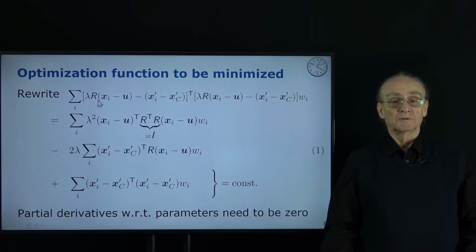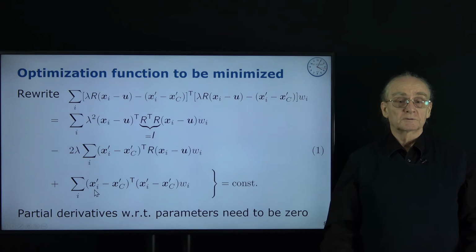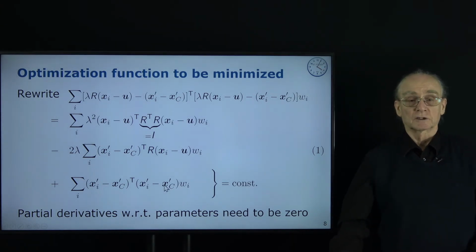That means the product of this expression and this term. So we get 2 times lambda, then the transposed of xi minus xc multiplied with r. And finally, we have the second part multiplied with the second part, which is just this expression, where you see these are the differences between the observed coordinates and the centroids. This is a constant, so we don't have to take it into account.